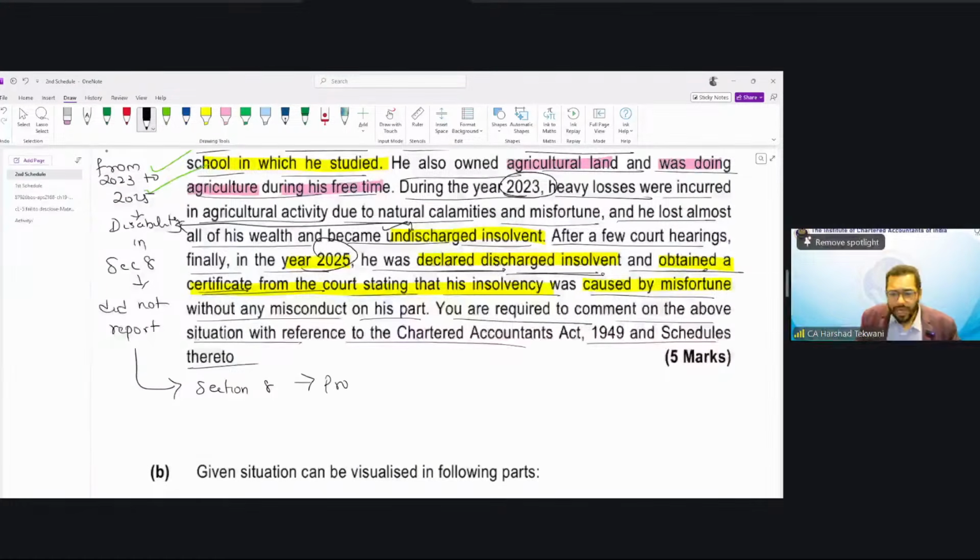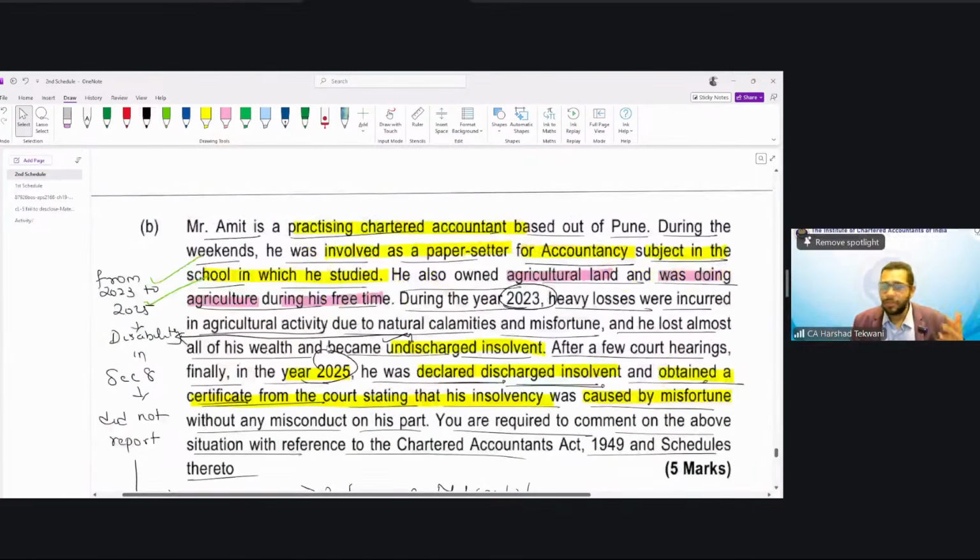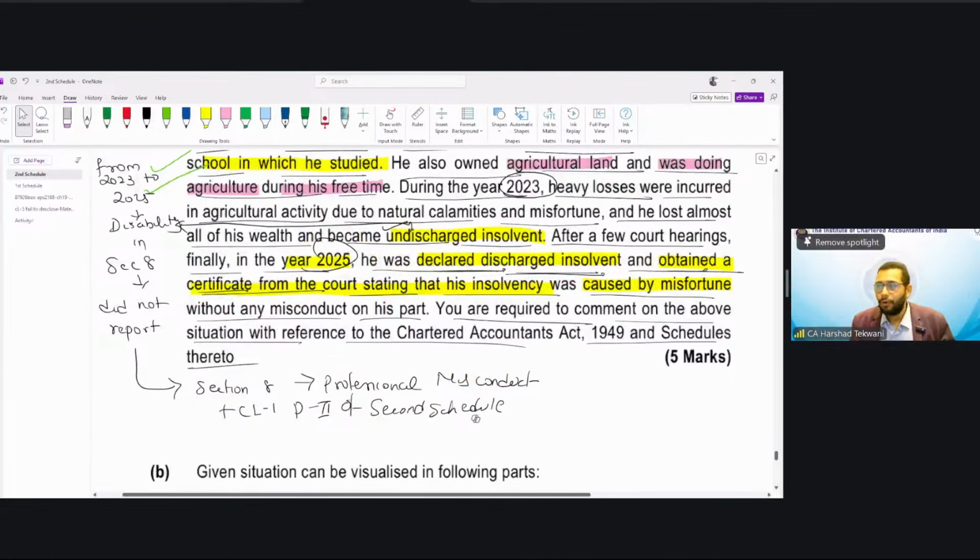But for the first time, you have seen in the revision a professional misconduct coming from section 8, a provision of the act. We are applying a provision of the act and saying that he is guilty of professional misconduct. But again, if there is a contravention of any provision of the act, guidelines, or the regulations issued by the council, clause 1 is going to apply any which way, and the person will be a member in general, whosoever, whether in practice or not, for the purpose of contravention, he will be held guilty of professional misconduct. Clear?